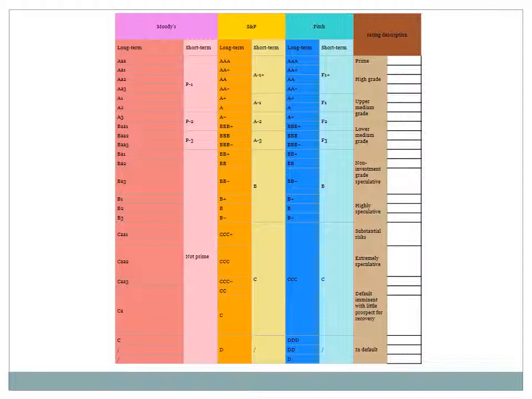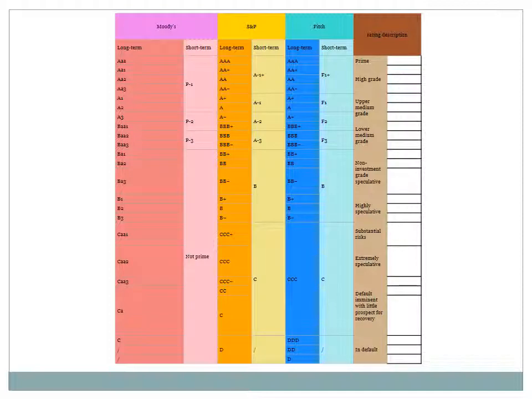You'll notice there are some subcategories in between. For instance, you've got AAA, which is the absolute safest corporate bond, and then there's AA, but there's a AA plus, a AA, and a AA minus. So there are three categories within that AA. It's the same with A plus, A, or A minus in terms of a grade. Anything that has an A rating is considered to be very safe.